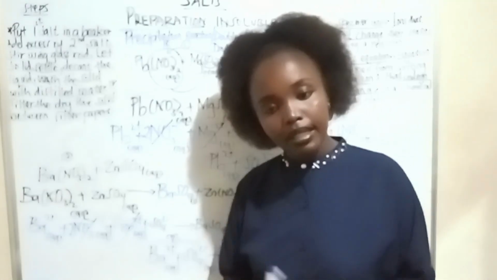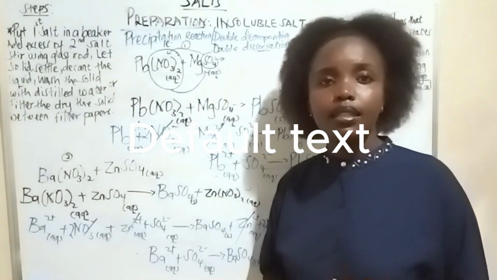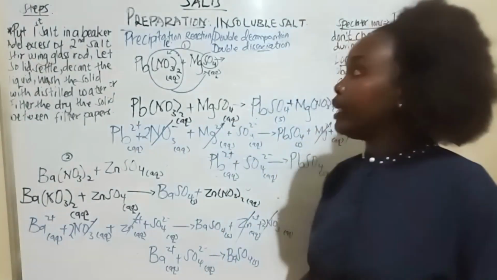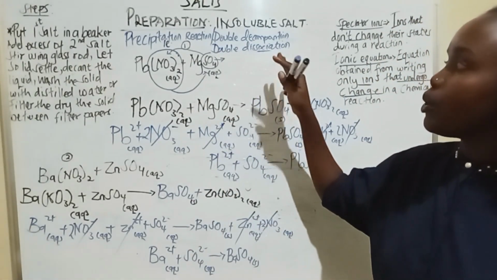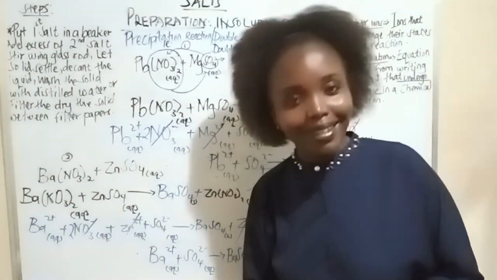Okay, we've said in summary, for you to prepare an insoluble salt, you can either use direct synthesis, we've talked about it, and also double decomposition or double dissociation, or what you call precipitation reaction.